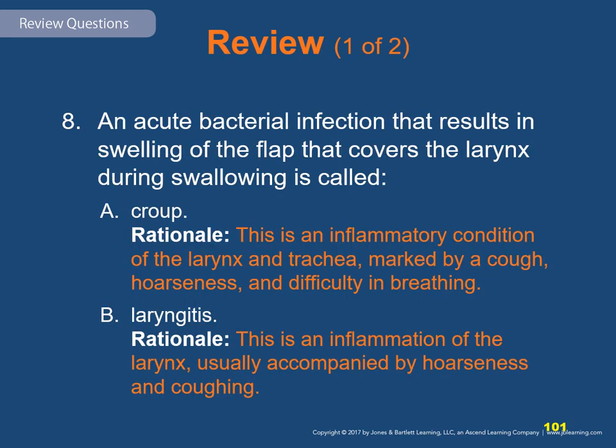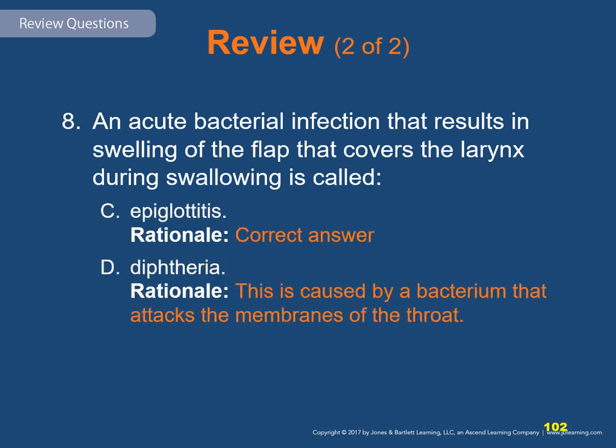Croup is an inflammatory condition of the larynx and trachea marked by cough, hoarseness, and difficulty breathing. Laryngitis is an inflammation of the larynx, usually accompanied by hoarseness and coughing. The correct answer is C. Diphtheria is caused by a bacterium that attacks the membranes of the throat.